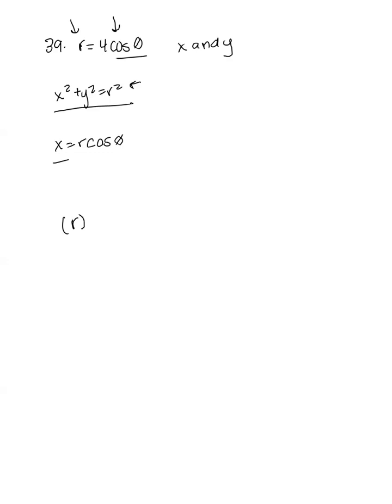So we do r times r on the right side, and for cosine theta times r, then we would get r squared is equal to, and I'm just going to write it like this so it's easier to see, 4r cosine theta. Okay. And then using these two equations in specific, you will just substitute them in because we want it only in terms of x or y. We don't want r or theta in here. So that gets you x squared plus y squared is equal to 4x.